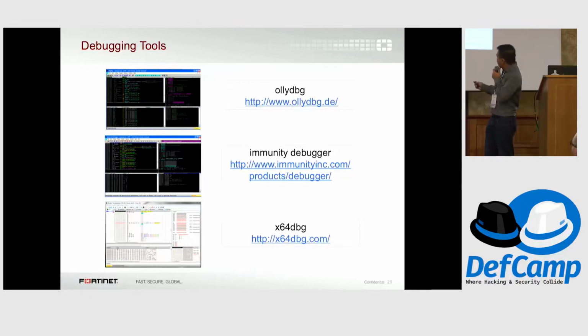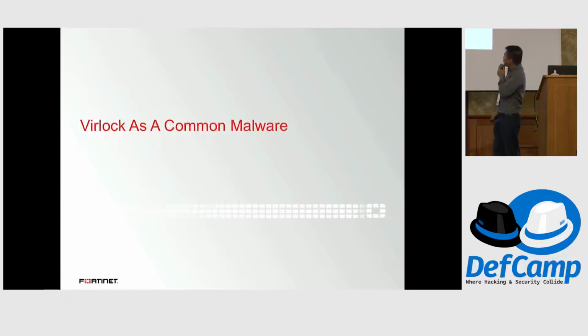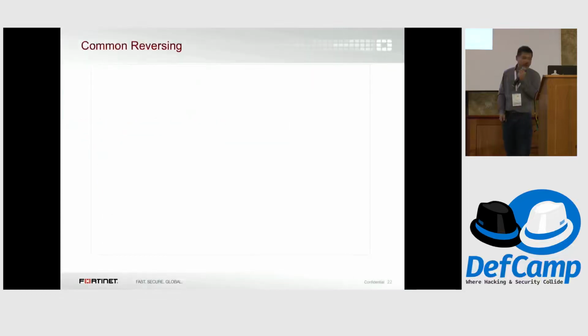And x64dbg, this one is being developed. This one is good for 32-bit, and this one is also good for 64-bit debugging. So if your malware becomes 64-bit, you can just grab x64dbg and then do the same thing. It's almost the same with these three. Okay, so those are the main tools that we use for debugging. Let's now talk about Virlock as a common malware.